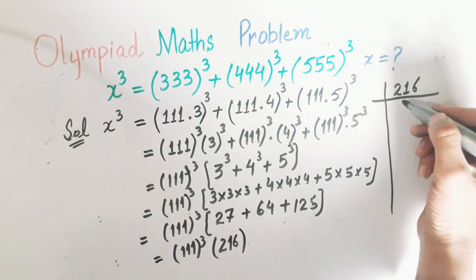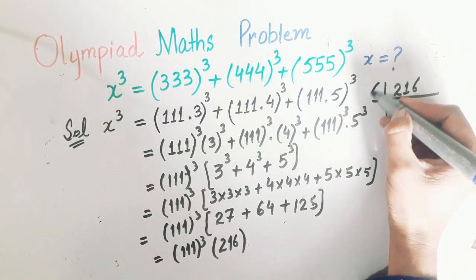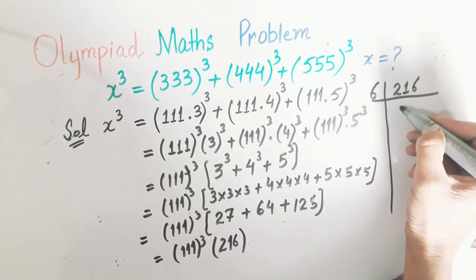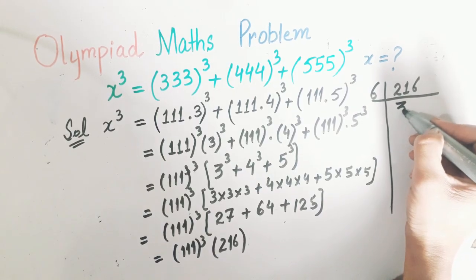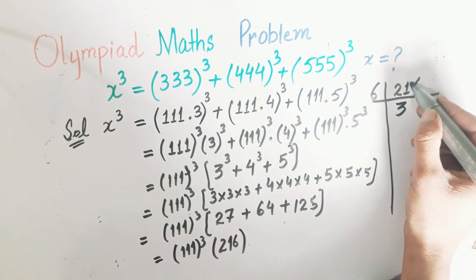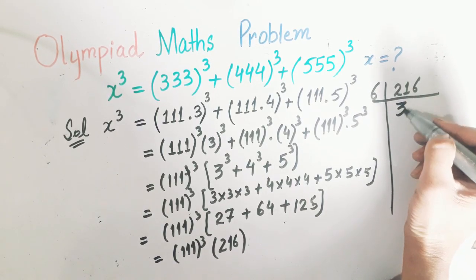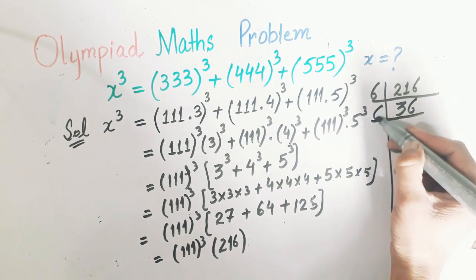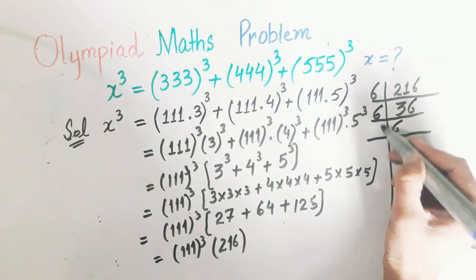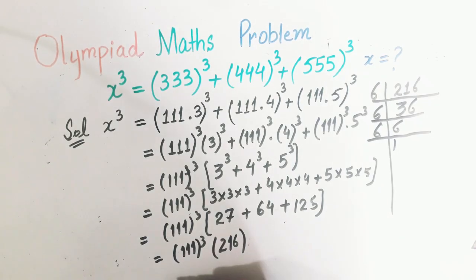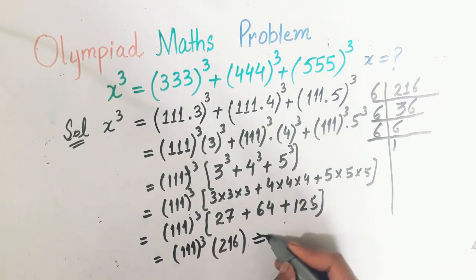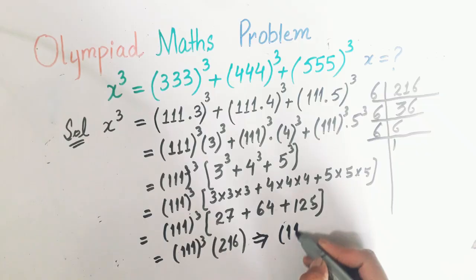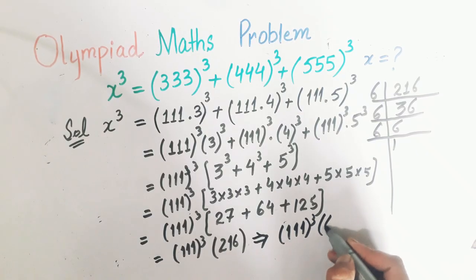Now we will take the LCM of 216. So when we divide this by 6, we get 6 3s are 18, and then 21 minus 18 is 3. So 3 into 6 is 36. So 6 6s are 36, and then 6 1s are 6. That means we will write this as 111 cube into 6 cube.